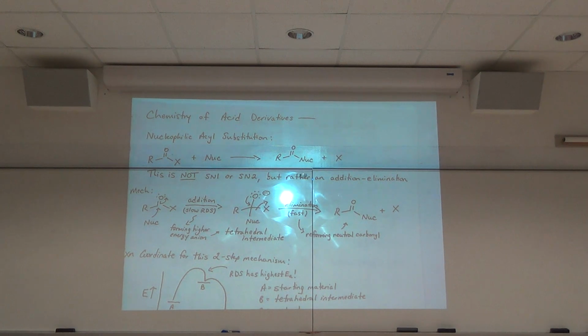If the X is an OH, it's a carboxylic acid. If it's an NH2, it's an amide, etc. If it's a chlorine, it's an acyl chloride or acid chloride. We can react this with a nucleophile, and we can substitute the X group with a nucleophile. And we will still have a carbonyl. When we get to aldehyde ketone chemistry, we're not always going to have a carbonyl at the end. Now, this is a substitution.